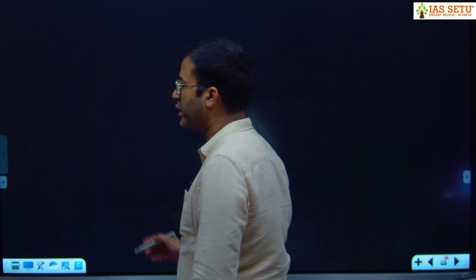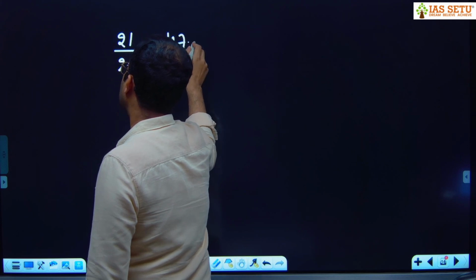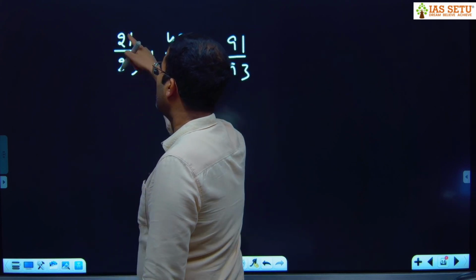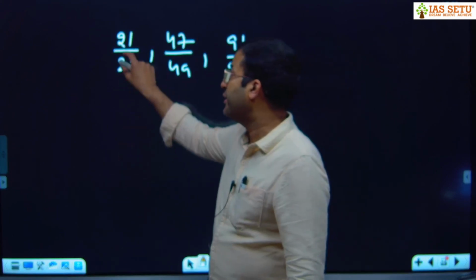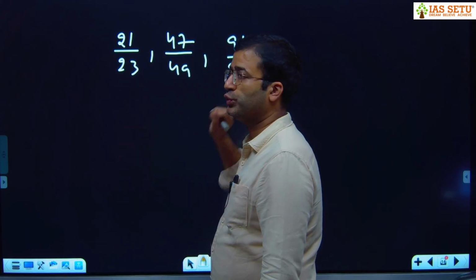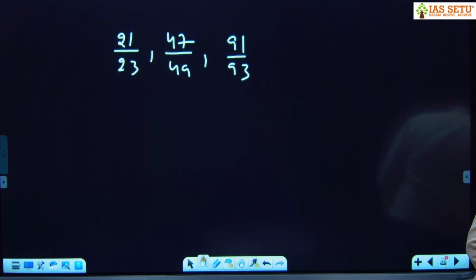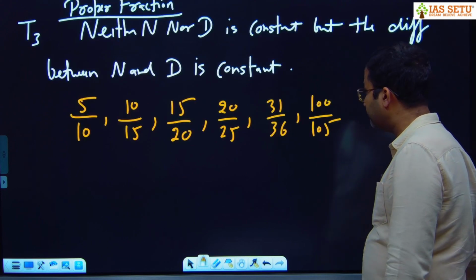Like I give you one more example. It can be like 21 upon 23, 47 upon 49, 91 upon 93. You can see neither numerator constant nor denominator constant. Difference here is 2, 2, 2. So you can find there is a difference of 2 in numerator and denominator. So we have a direct shortcut here.